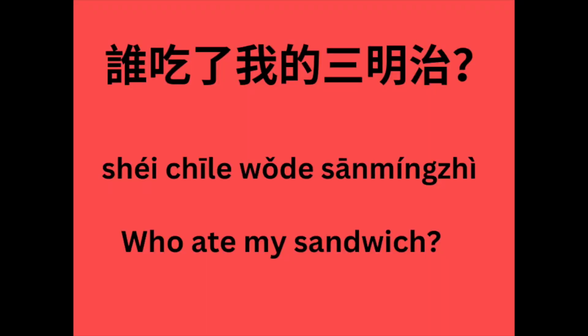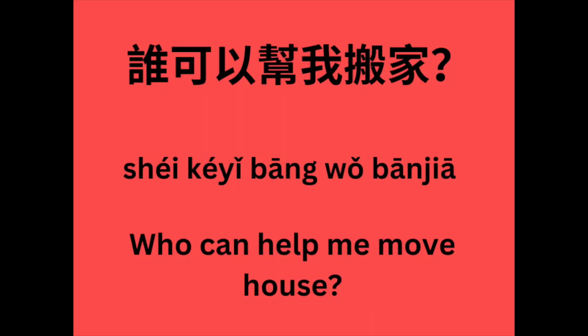First, what does it look like if it is a subject? Let me show you with some examples. 谁吃了我的三明治? Who ate my sandwich? 谁可以帮我搬家? Who can help me move house? As you can see from these examples, 谁 comes before the verb.